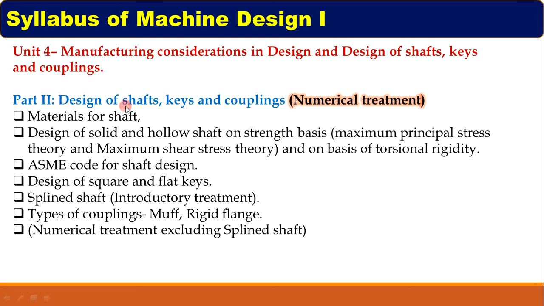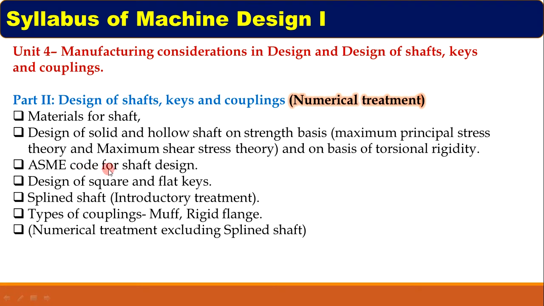The next part of this unit is design of shaft, keys and couplings. This part 2 has a numerical treatment. Now first article is material of shaft. Now here we are going to discuss which are the materials used for the shaft. Then next part is design of solid and hollow shaft on the strength basis and on the basis of torsional rigidity. Remember that these two parts you have studied in the torsion. Additionally, we are going to discuss two criteria, that is strength basis criteria for the design of shaft and rigidity basis criteria for design of shaft. Okay, so we are going to discuss in detail in this unit.